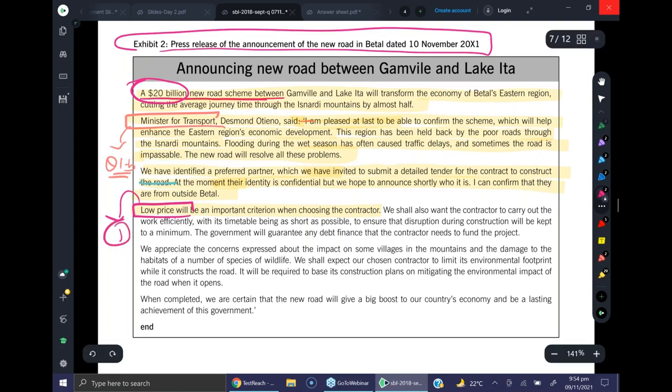So all the things which I just said can be used as the points to explain this point. Yeah, weather conditions can be used as well. So low price will be an important criteria when choosing the contractor. Okay, now in question number 1, listen to me, Kagan. In question number 1, the decision was not made about who is going to do the project. So this criteria was discussed in question number 1.